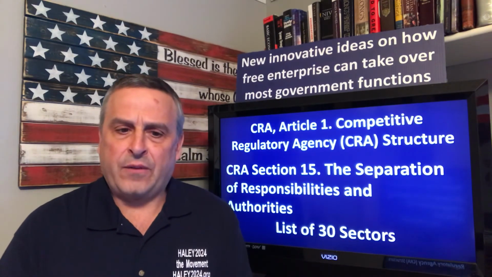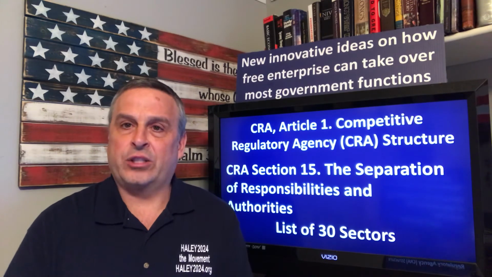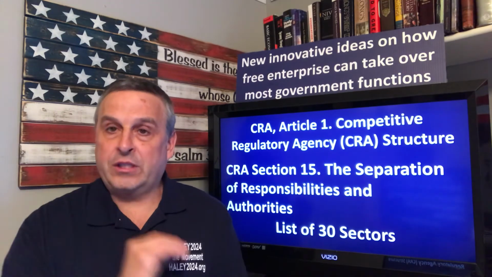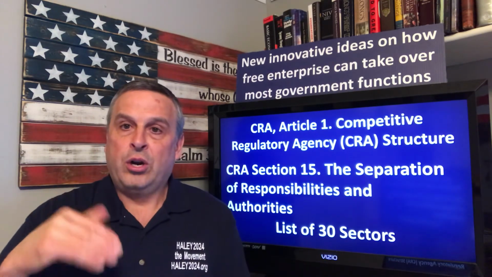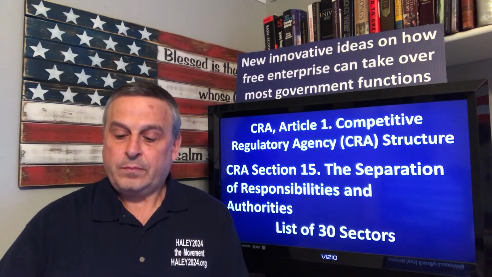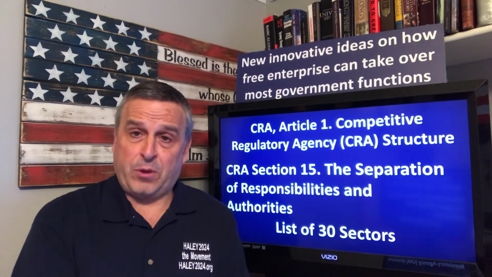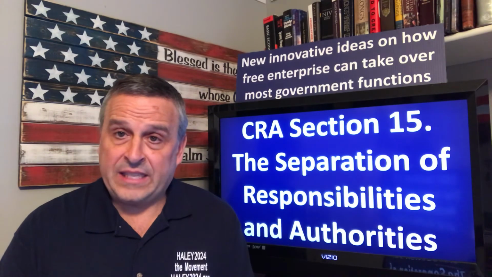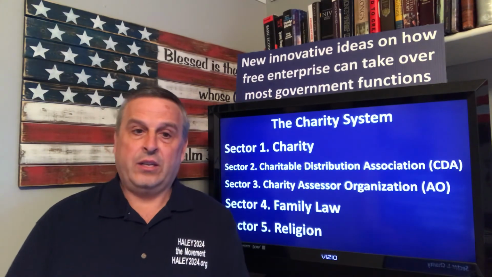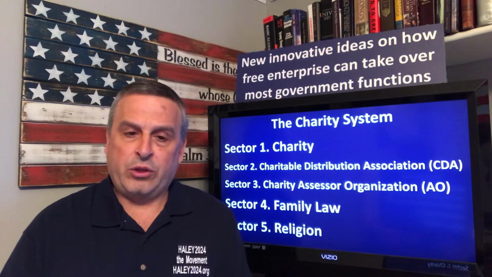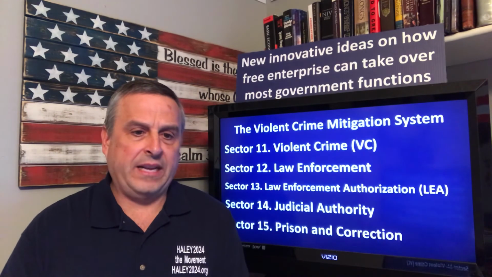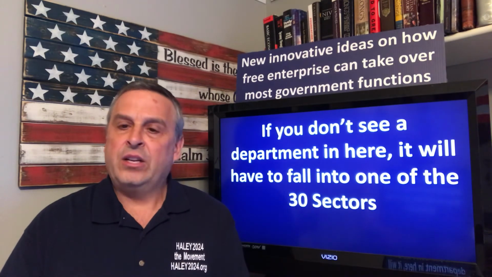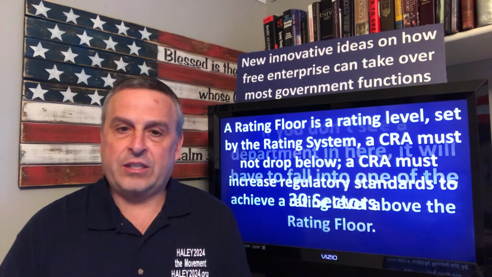The separation of responsibilities into 30 sectors. Top level elected leadership per sector. These are at the sector board level. But again, most of the authority is at the CRA level. But every sector has its CRAs. Got the charities. I already went through a lot of these, so we're going through them again. I'm not sure why I have the separate slides there. So again, if you don't see it, it will fall into one of the 30 sectors.